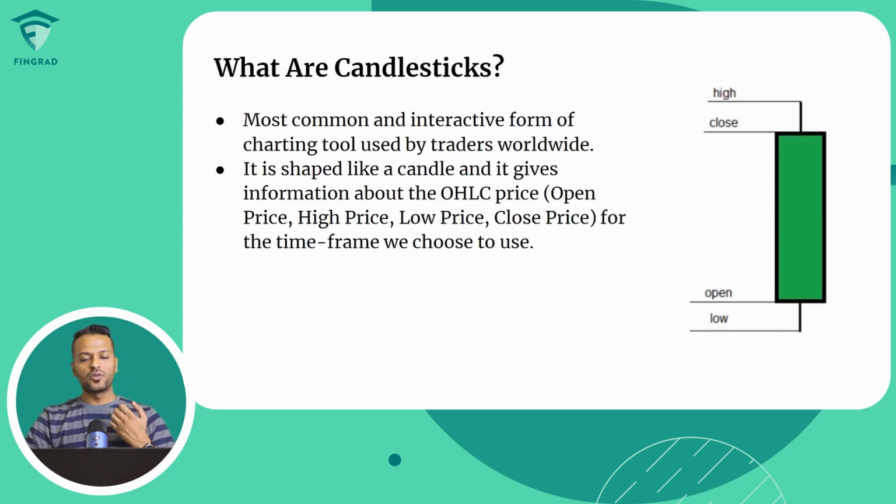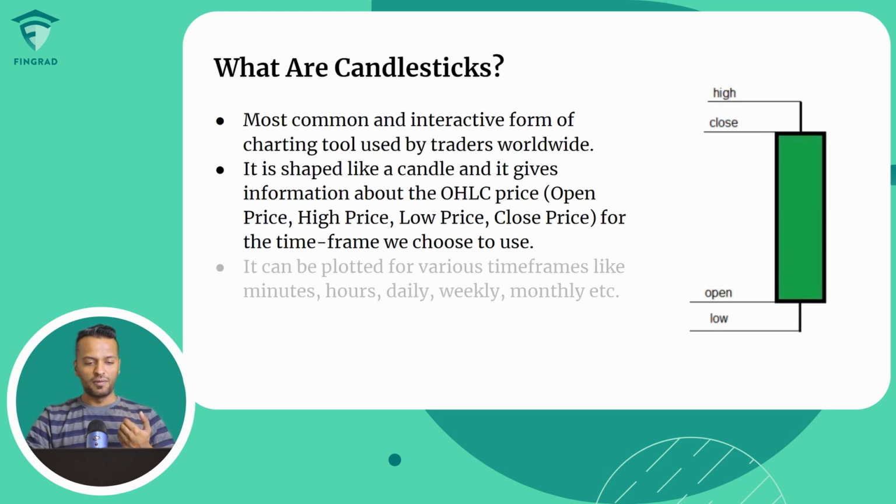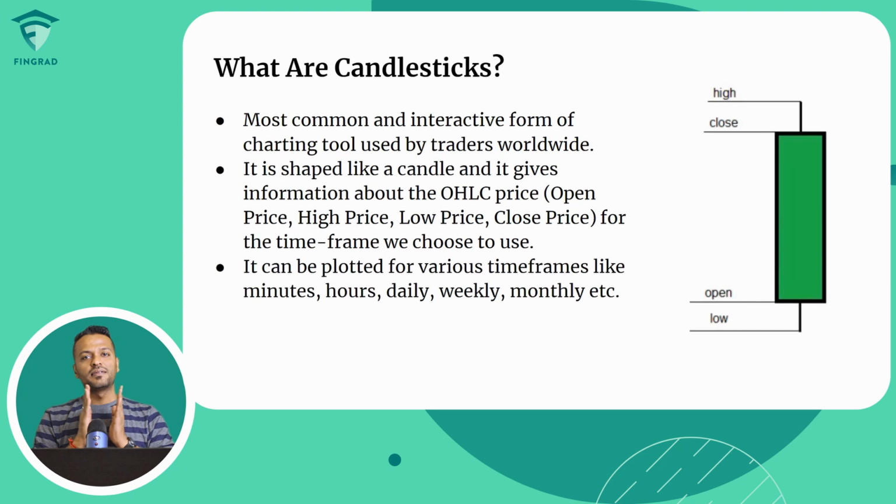Now there are 4 basic components of a candlestick: the open price, high price, low price and the close price. If you look at the picture on the right hand side of the screen, it's a green candle. In the green candle, the top of the candle is the high for the day. The low of the candle is the low for the day. The open of the candle is always below the close of the candle, which is how it becomes a bullish candle. And most importantly, candlesticks are relevant in all kinds of time frames. You could use minutes, hours, daily, weekly, monthly. All those charts can be plotted and made sense of by using candlesticks.